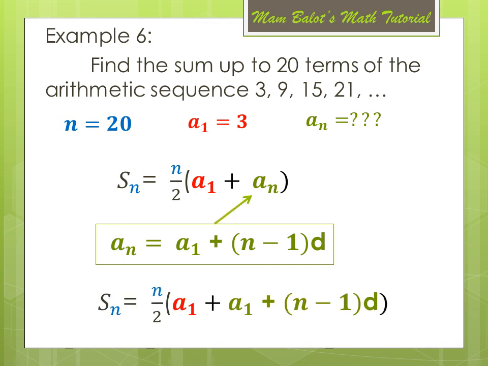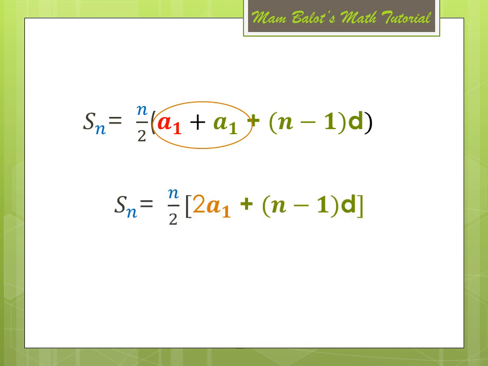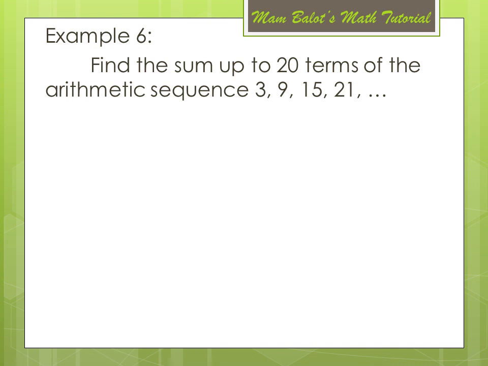So, we have now s sub n is equal to n over 2 times a sub 1 plus a sub 1 plus n minus 1 times d. So, this one, which is circled in green, is actually our a sub n. So, from that, we can combine a sub 1. So that becomes now 2a sub 1. Therefore, the formula now of our arithmetic series, if a sub n is not known, is s sub n is equal to n over 2 times 2a sub 1 plus n minus 1 times d. So we can now solve the example.